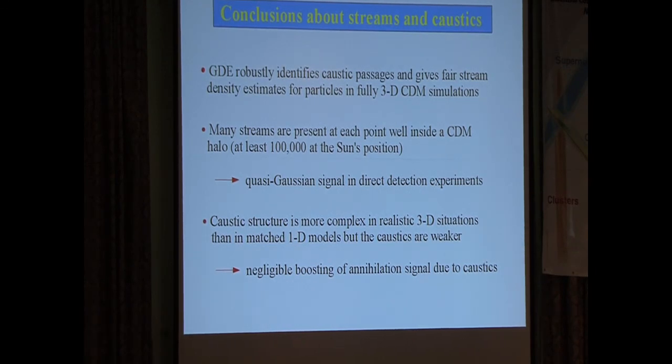So when you do this, you find this works, and you find well inside a cold dark matter halo, you predict very large numbers of streams at any point. When you look at the full three-dimensional evolution, at least 100,000 or so at the sun's position, and that's why the velocity distribution in the simulation looks smooth at the sun's position, because there's just so many sheets crossing. So that's why we get the quasi-Gaussian signal.